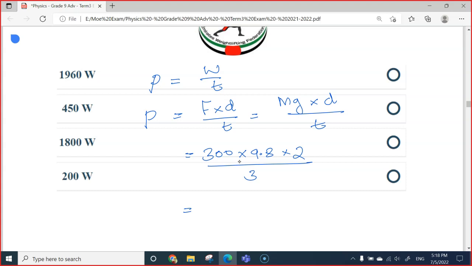So 300 multiplied by 9.8 multiplied by 2 divided by 3 is equal to 1960 watts. 1960 watts is the power generated in this work.